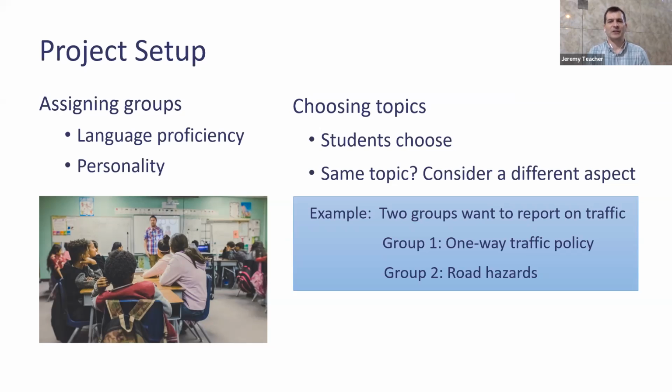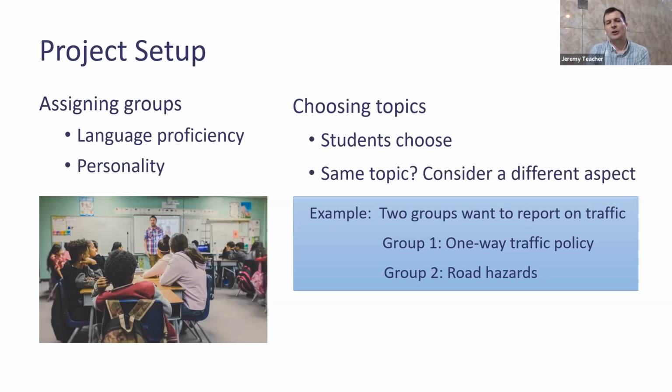Now, as for choosing the topics, I had the students select the topics in their groups. Sometimes a couple of different groups wanted the same topic. And so if that were to happen in your context, you could ask the different groups to consider a different aspect of the same topic. So for example, two of my groups wanted to report on the traffic problem in the city. So one group focused on a new policy the city had recently enacted called the one-way traffic policy. And the other group focused on road hazards, things like holes in the road and debris in the road that can cause traffic problems.